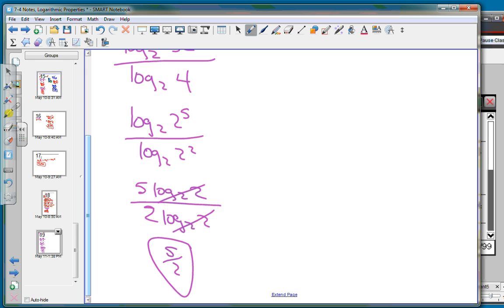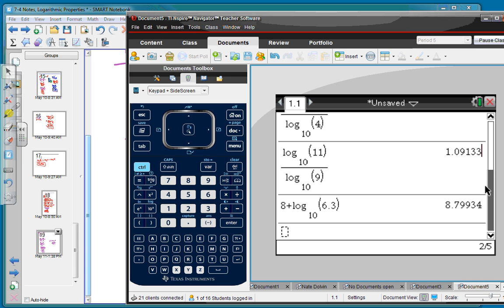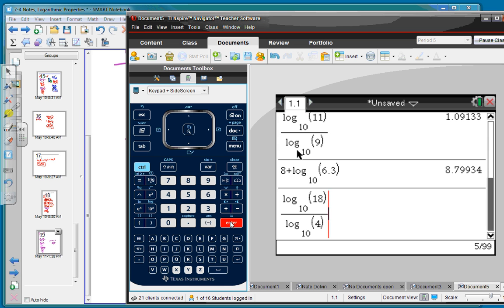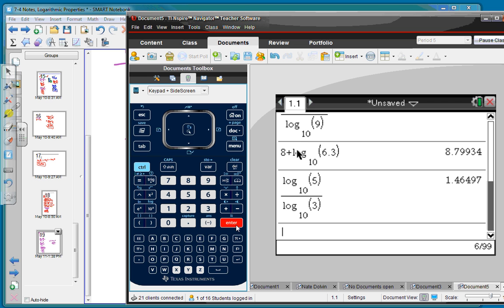Okay, so now number 32. Log base 3 of 5. Can I express those to have the same base? No. So what base do I have to use? Log base 10. So this is going to be the log of 5 over the log of 3. And if you come over to your calculator and you calculate that, this is going to be the log of 5 over the log of 3, and what does that give you? 1.46.